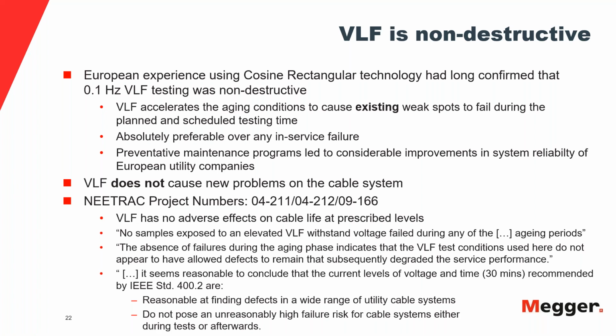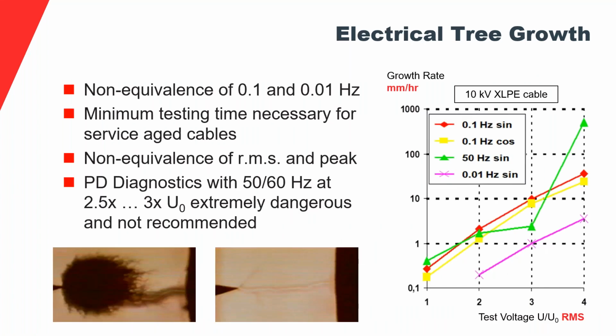So very early on, the Europeans found, well, this is non-destructive, and also then there was a NITREC study on that when IEEE made their standard, or their guide, I should say, and the same thing was found. If you apply the prescribed values, no other weak spots are introduced into the cable. You only find what is already weak. And now, very importantly, I told you about the RMS values, I told you about the testing time, and this is pretty much the essence of that.